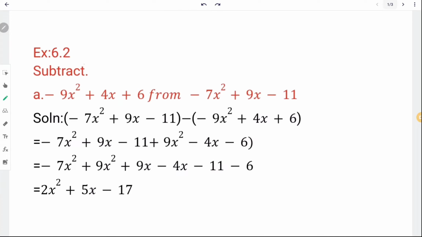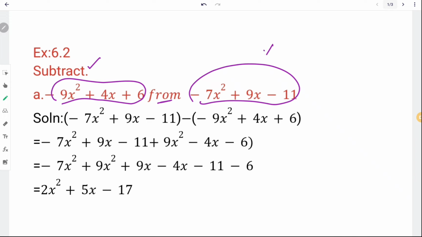All right, exercise 6.2. 6.1 was addition, but now we're going to subtract here. Okay, so we have what? Minus 9x squared plus 4x plus 6 from, all right, so from all these three, which means we'll write this three term first.